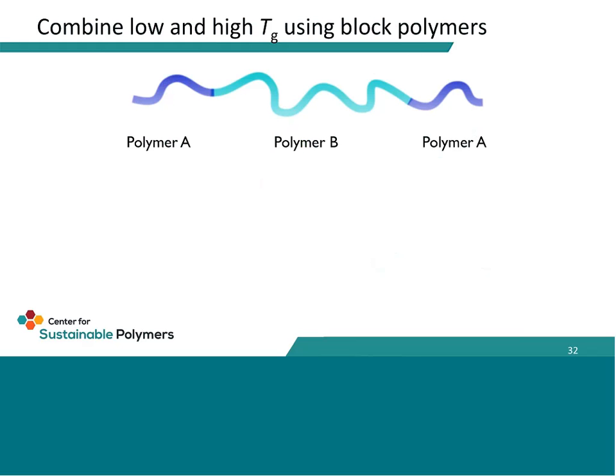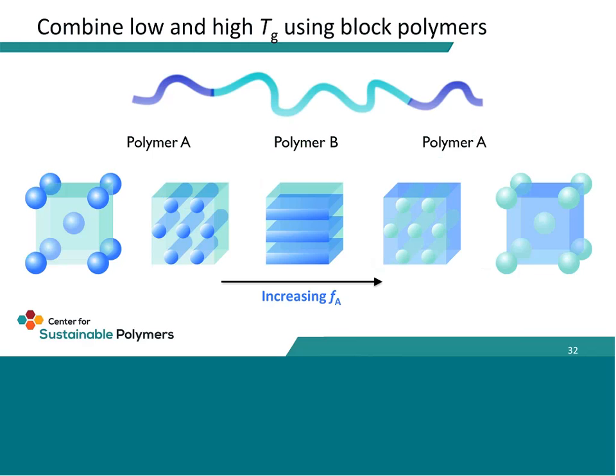What this does is the materials with different chemistries don't want to mix, and instead they phase segregate into domains that are rich in the first polymer and other domains which are rich in the second polymer. By having different compositions, we can get different morphologies, which can be important to a lot of different applications, but here it can give different mechanical properties.